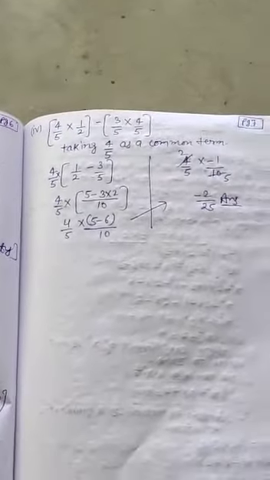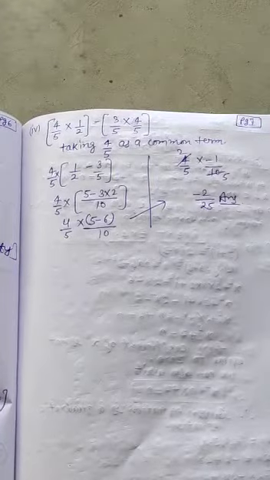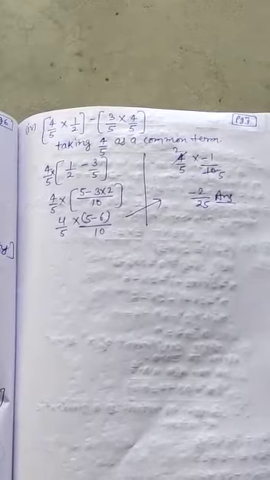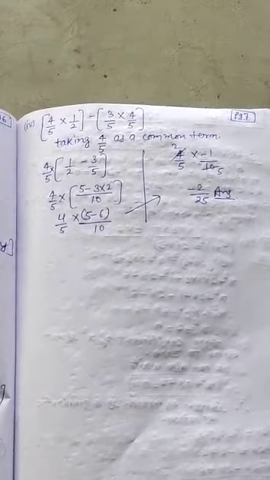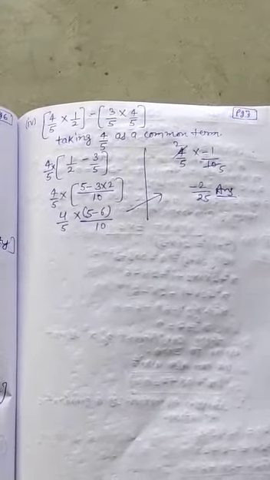And in the last question we can see 4 upon 5 is a common term. We will take 4 upon 5 as common, then 1 upon 2 minus 3 upon 5 will be left. Finally, 2 and 5 have an LCM of 10, and we will solve it. We will get minus 2 upon 25.